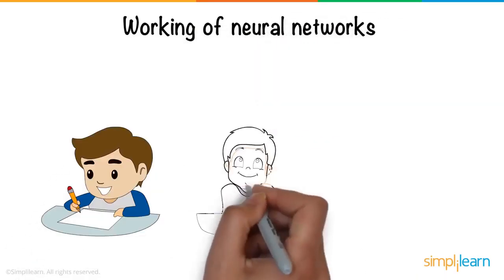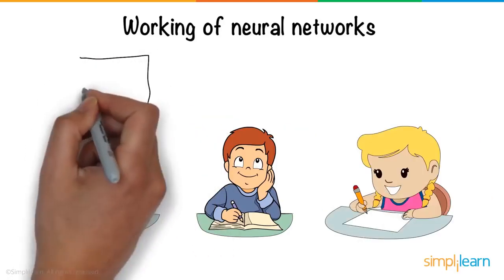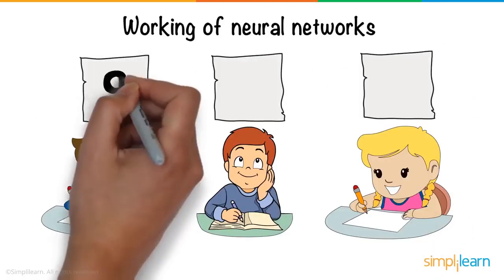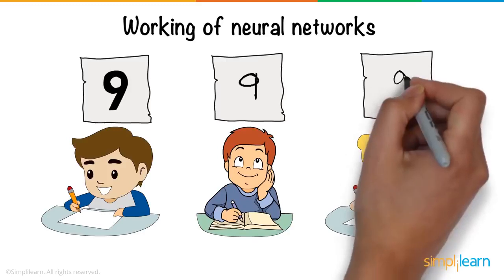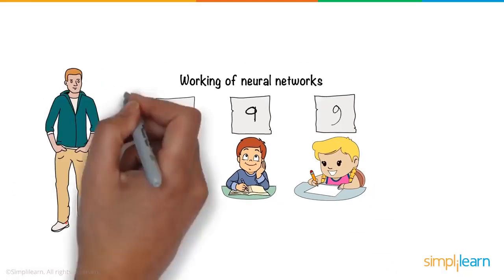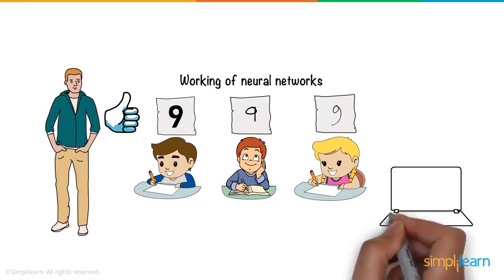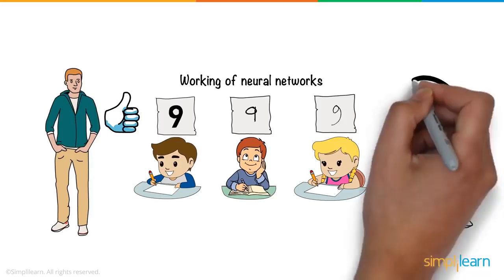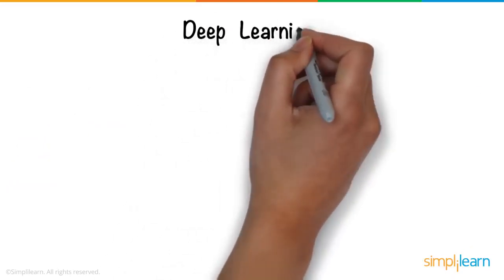Here, we have 3 students. Each of them writes down the digit 9 on a piece of paper. Notably, they don't all write it identically. The human brain can easily recognize the digits. But what if a computer had to recognize them? That's where deep learning comes in.